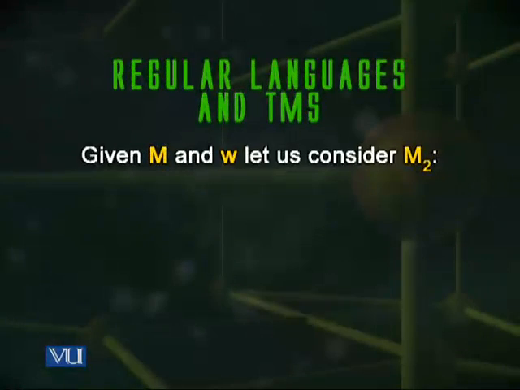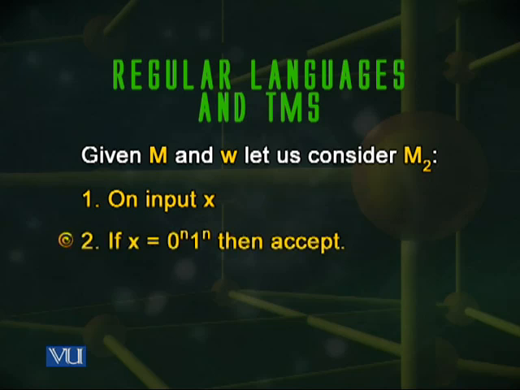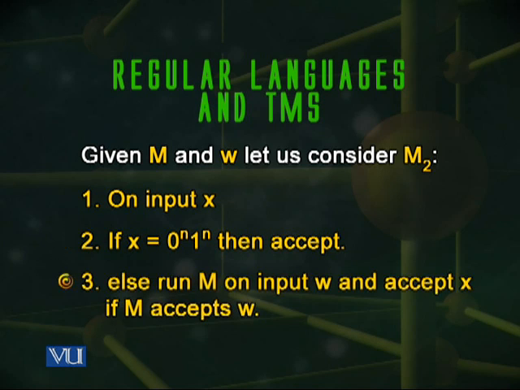Let's look at a description of this Turing machine M2. Let us say we are given M, W. Now we construct M2 as follows. On input X, if X is of the form 0 to the n, 1 to the n for some integer n, M2 is going to accept X. If that is not the case, then M2 will run M on W, and if M accepts W, M2 will accept X. Note that W and M are once again hard-coded in M2. It's very easy to come up with the description of M2 if we are given the strings M and W.